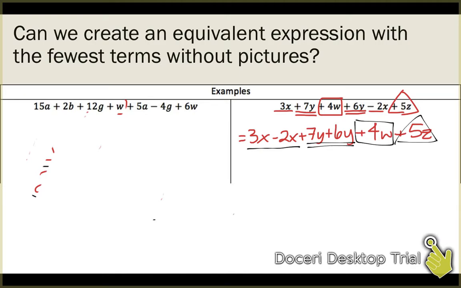So now I can only add or subtract the ones that are underlined similarly. So I have 3x minus 2x. 3 minus 2 gives me 1, so I only have an x left. And then I have 7 plus 6, which gives me 13, so that's 13y. And then the 4w, there's nothing else to add, and 5z. And that is my answer.